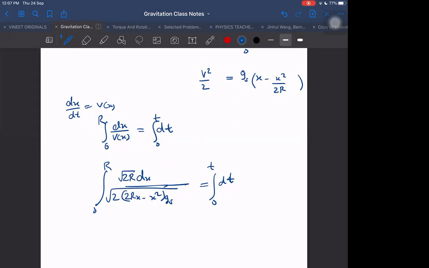The problem still is how to integrate this dx upon the root. I think we can integrate, sir. It is quadratic, there is a rule. Inside we can make it into a complete square form.